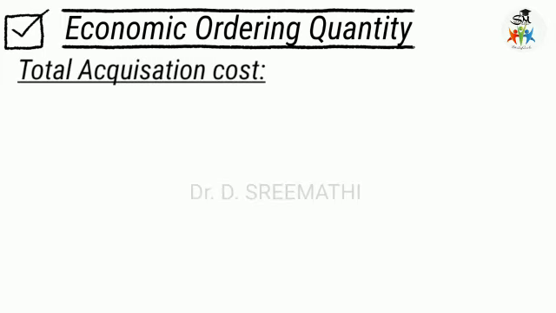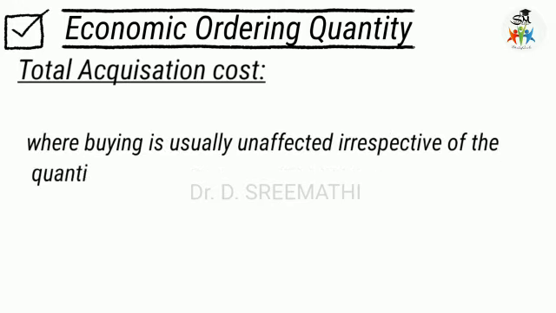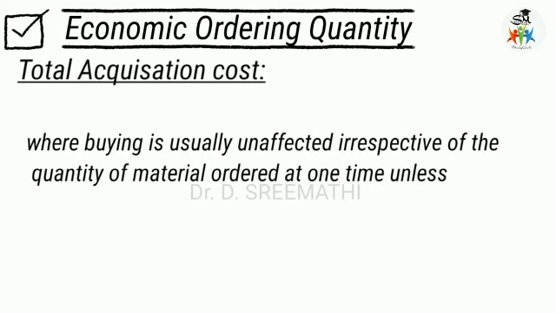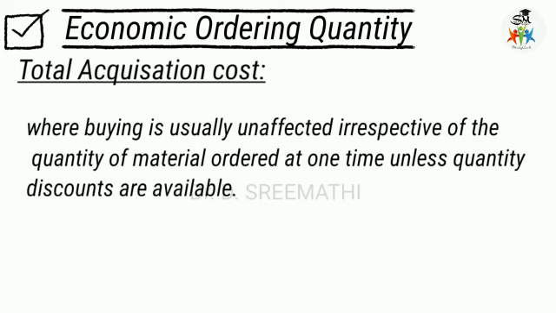The total acquisition cost means the cost of buying the material, which is usually unaffected. The material cost is not affected now and then, irrespective of the quantity of material ordered at one time, unless quantity discounts are available. That we call the total acquisition cost.